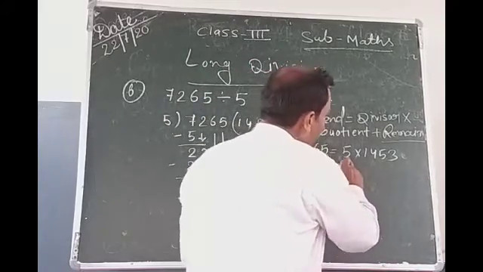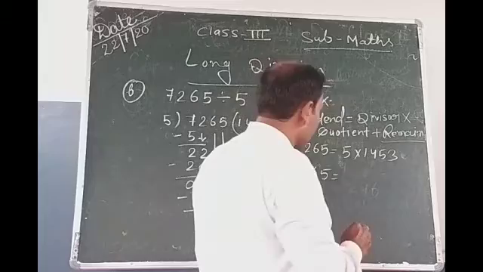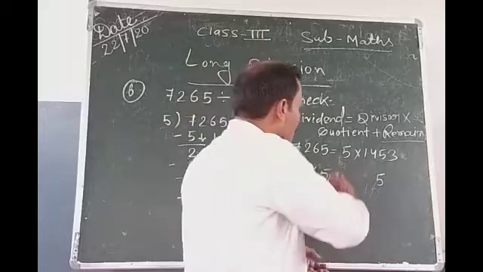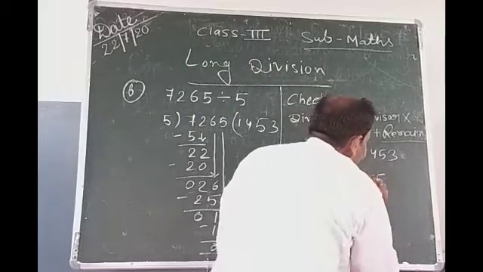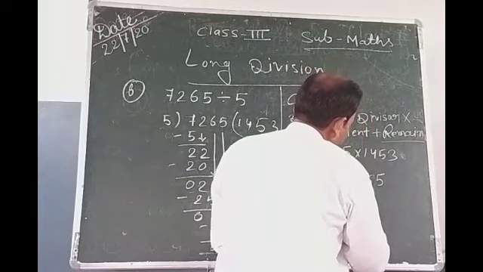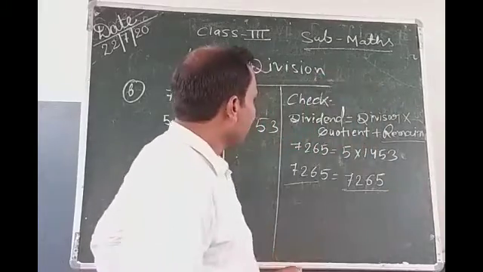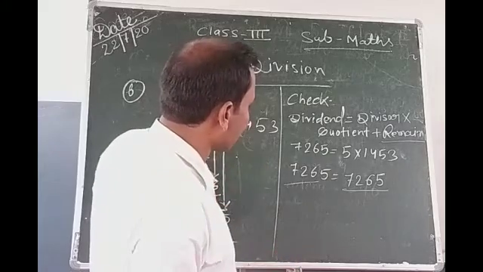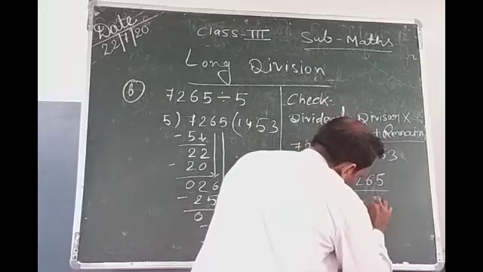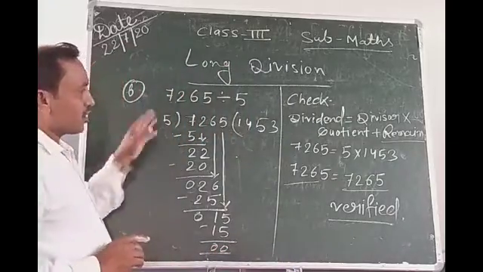7265. If both sides are equal, it means, from the 5 table, 5 threes are what? 15. So 5, carry 1. 5 fives are 25, and carry 1 makes 26. Carry 2. 5 fours are 20, and 2 makes 22. Carry 2. 5 ones are 5, and 2 makes 7. Now you see both sides are equal. It means in this process the answer is correct. So it is verified. It means your answer is correct. This is how you check.